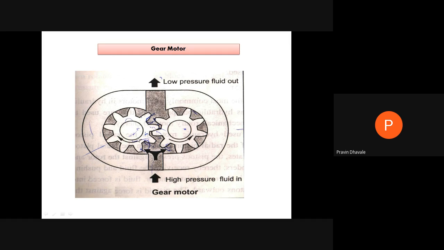Because of providing motion to the gear, the pressurized air coming from this side will get low pressure, because the pressure energy of air is utilized to rotate this gear. The high pressure air is responsible for rotating these two gears. One of the shafts is driven and the other gear rotates freely.